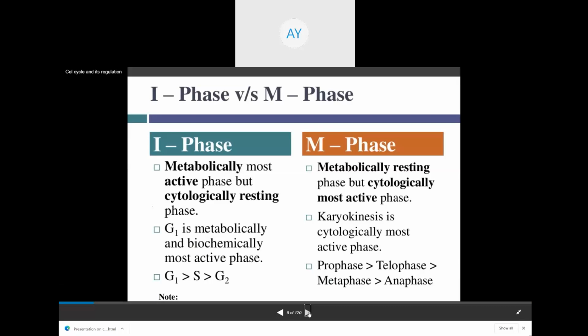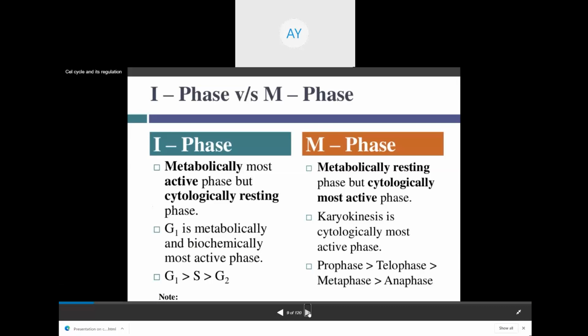So this is the difference. Which one is the most active phase? That is I phase, interphase. Because that is the phase in which the cell prepares all the raw material. Just think about a pregnant lady. She takes a sufficient amount of food to prepare her baby, sufficient calcium for bone formation of the baby, and all the vitamins, minerals, and protein.